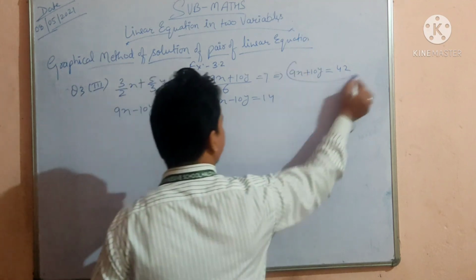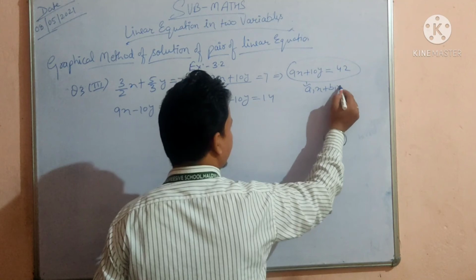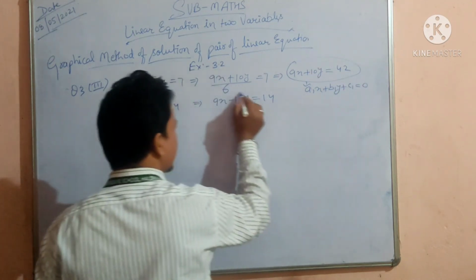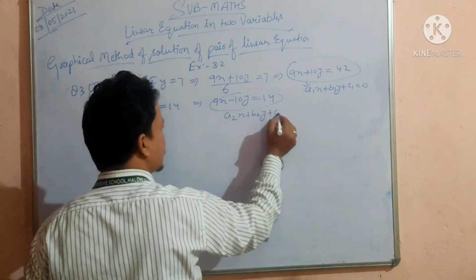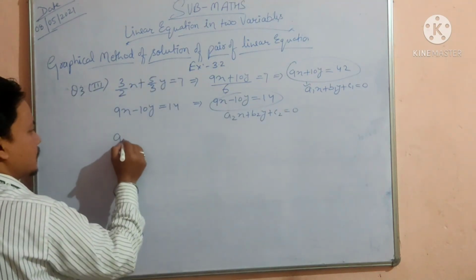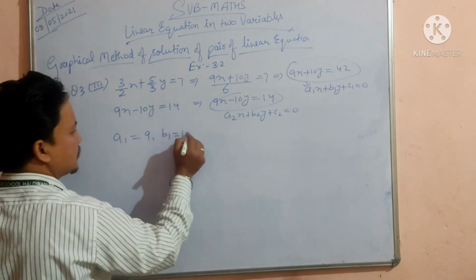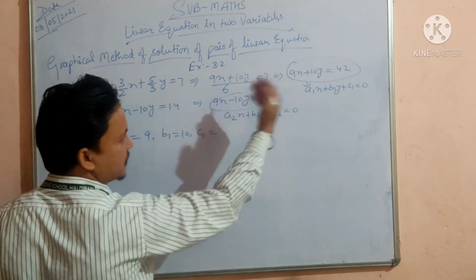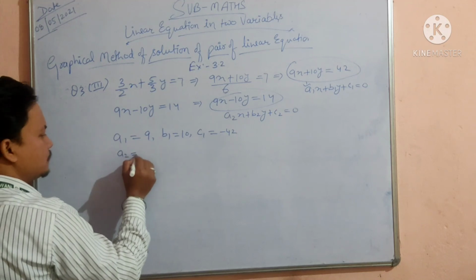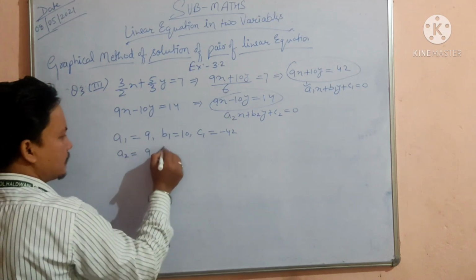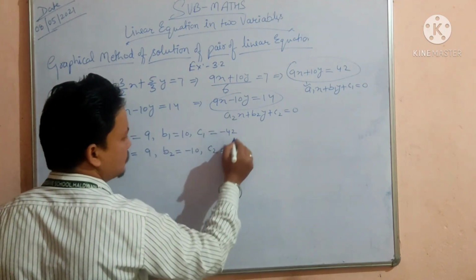Now comparing this, the first equation, with a1x plus b1y plus c1 is equal to 0, and the second one with a2x plus b2y plus c2 is equal to 0. What will we get? a1 is equal to 9, b1 is equal to 10 and c1 is equal to, if we bring 42 to this side, minus 42. And a2 is equal to again 9, b2 is equal to minus 10, c2 is equal to minus 14.